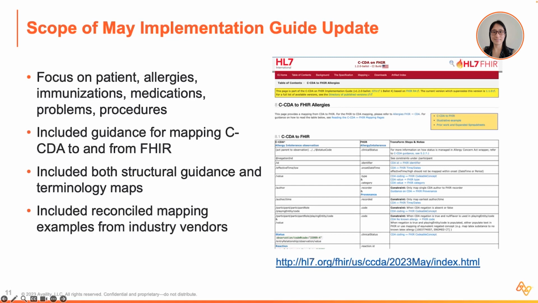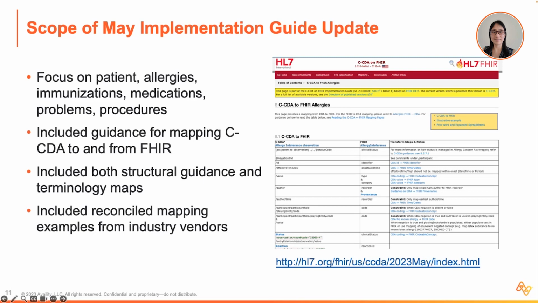The first set of guidance really focused on patient allergies, immunizations, medications, problems, and procedure mapping. So this is our incremental approach. We really don't want the industry to wait too long. We've heard so many vendors are waiting for some sort of guidance so they can double check their own mappings and make sure they're on the right track. So we don't want to take the big bang method, but we prioritized these key clinical domains as a first batch. And now we're actively working through our next set of clinical domains that includes results, vital signs, encounters, and others.